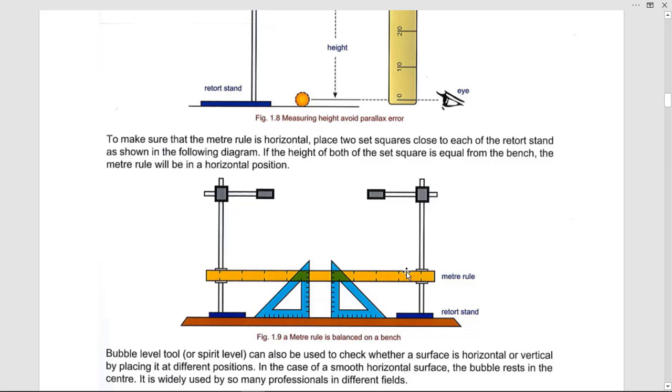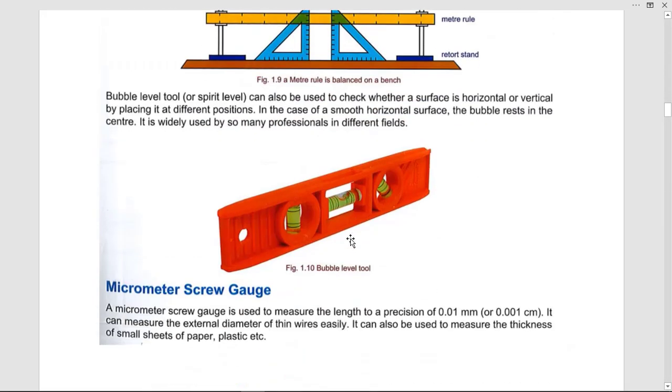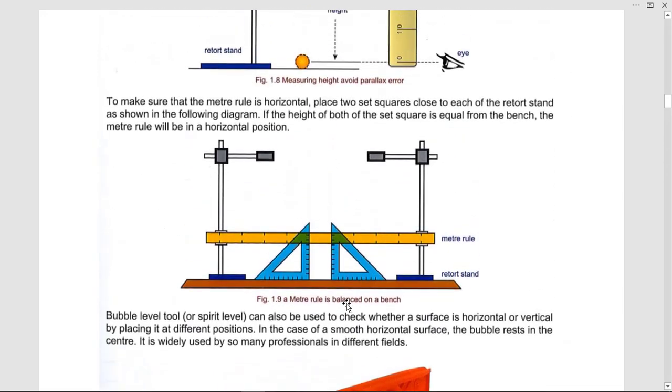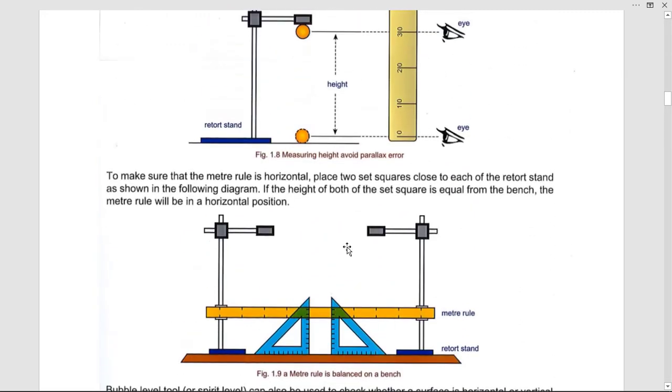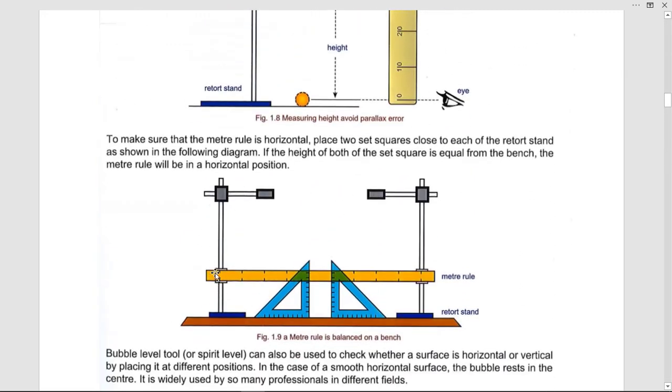For that, in modern days now they're using this bubble level. This is also used in most Android or iPhone devices. You will find this app. You can put your phone down and find whether it is 100% horizontal or not. So in physics we are not going to use this bubble level. You will use this type of arrangement of the apparatus, in which you find whether the meter rule is horizontal or not.